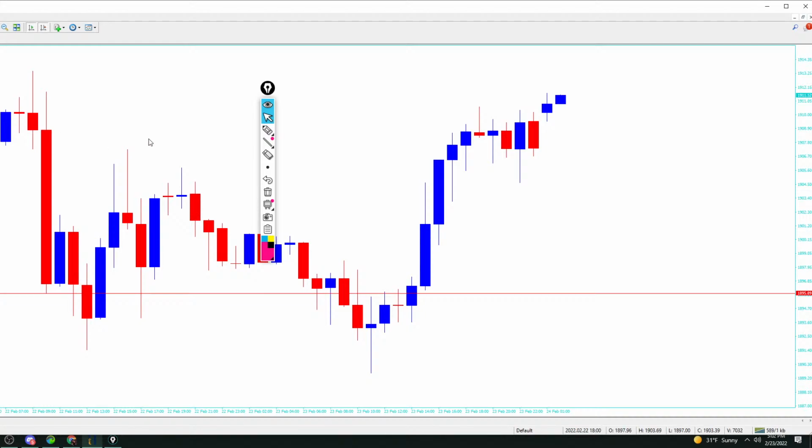Okay, so we talked about the pattern. I take all of my trades on a 1-hour time frame. I analyze on the 4-hour, the daily, the weekly, and the monthly to see what the trend is, and then I take my entries on the 1-hour time frame. So I'm going to show you what a sell would look like.